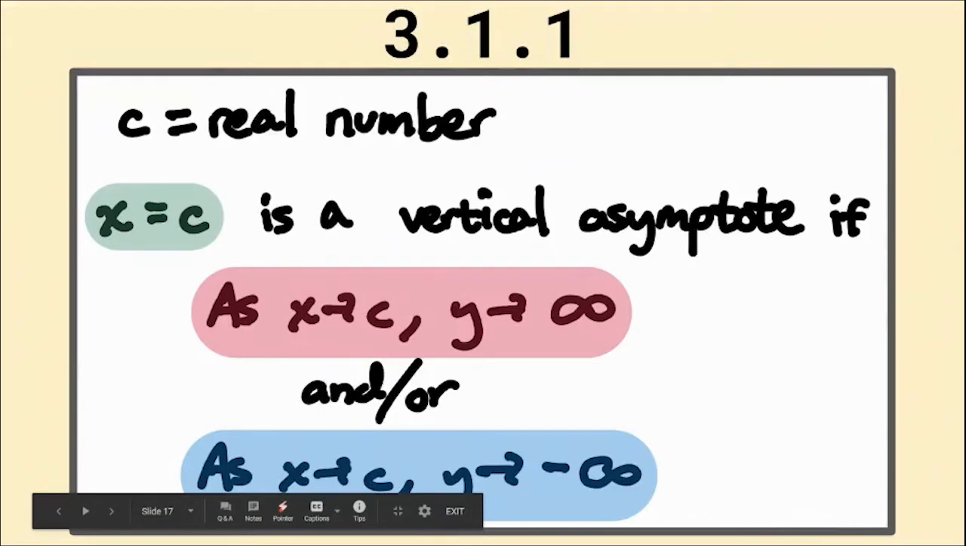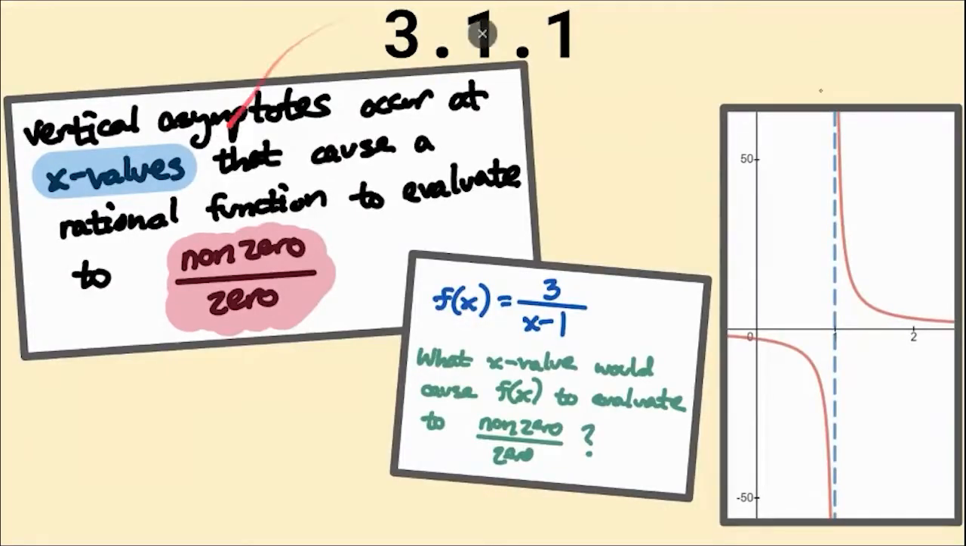Vertical asymptotes happen when you divide by 0. I already talked about that. So it says vertical asymptotes occur at x values that cause a rational function to evaluate to a non-zero divided by 0. So 3 over 0, 2 over 0, 4 over 0, negative a million over 0. Doesn't matter what it is as long as it's not 0 over 0. 0 over 0 is a whole other thing that we're going to go over in a second.